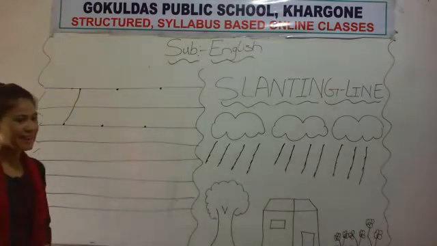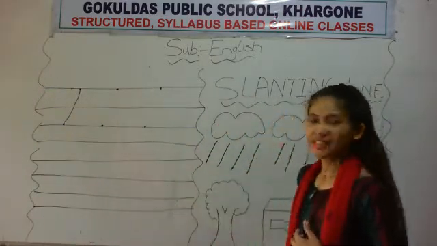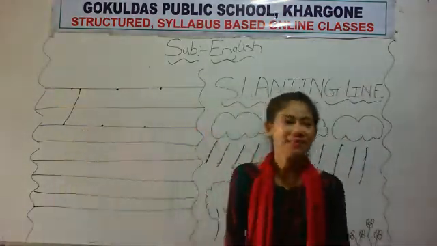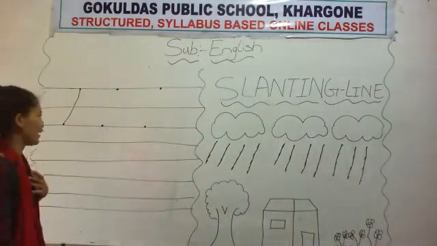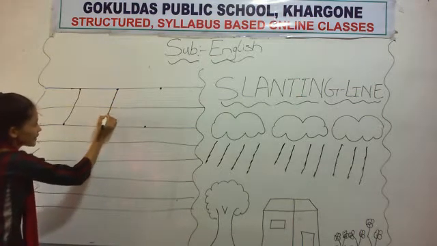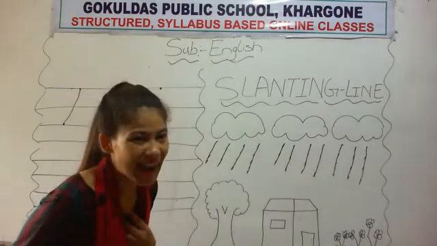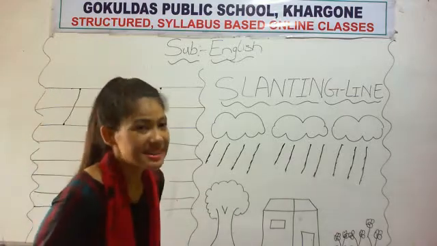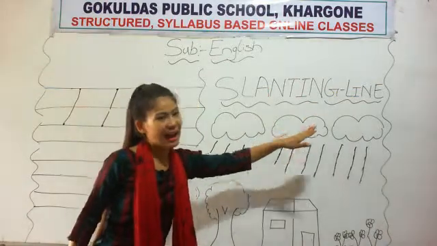Which line is this? Slanting line. Which line is this? This is slanting line. Okay. Now next. Slanting line. Which line is this? This is slanting line. We are learning about slanting line.